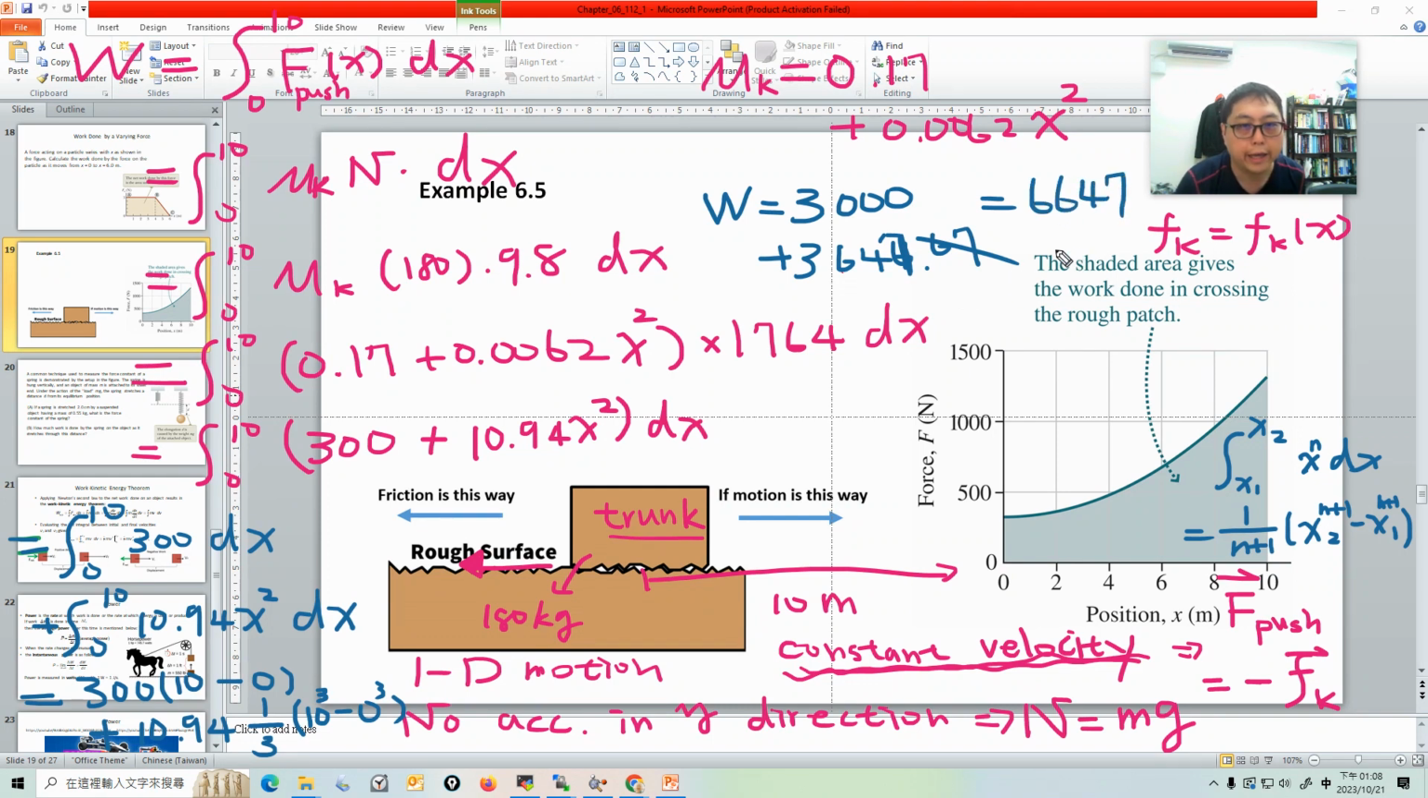6647. And if we want to use the prefix, it's about 6.6 kilojoules. Okay, I think the answer is in the textbook. The answer is also 6.6 kilojoules. Okay, so that's the example from the textbook, example 6.5. Yeah, the integration is a little more difficult.